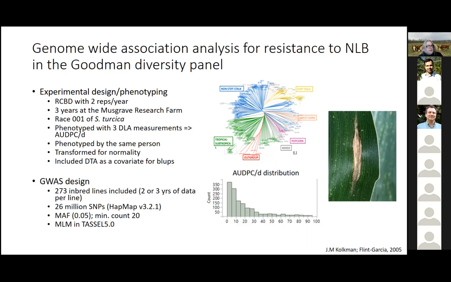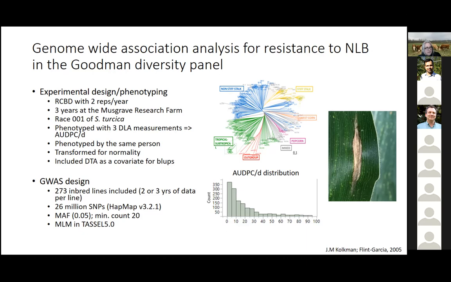Transformed the data for normality and included DTA, days to anthesis, as a covariate for the BLUPs. For the GWAS design, I looked at my data and pulled out 273 lines that included at least 2 to 3 years of data. If it only had 1 year of data, I tossed it because I wanted to have it as strictly as tight as I could possibly have it. And I think it's a very important thing to have.